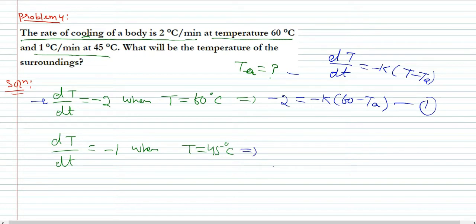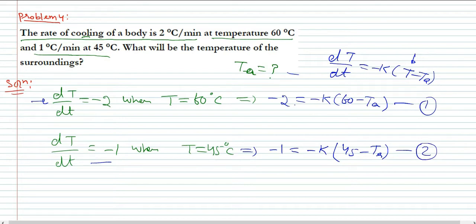Now here dT upon dt is minus 1, right? So minus 1 is equal to minus k. Why is it the same k? Because we are talking about the same body. When T is 45 degrees, this is 45 minus Ta. Ta we don't know, we have to find it, second.